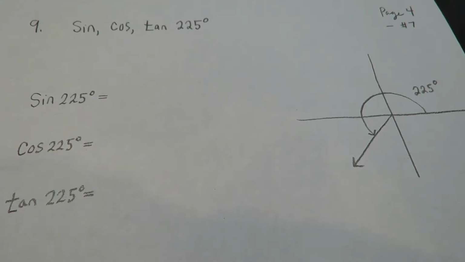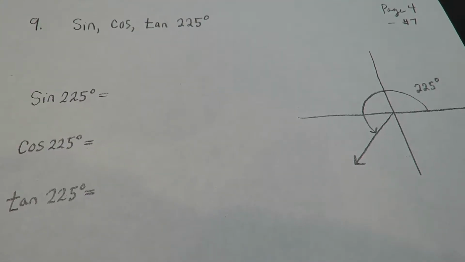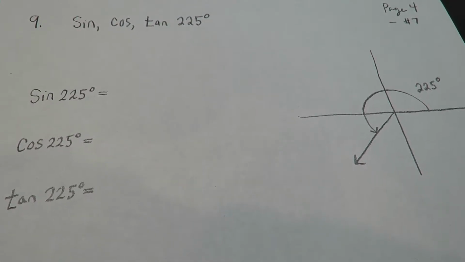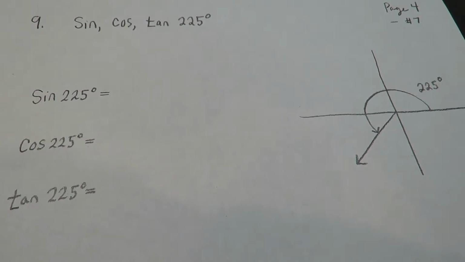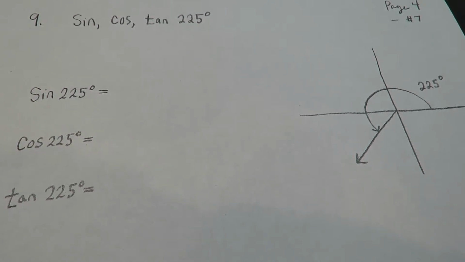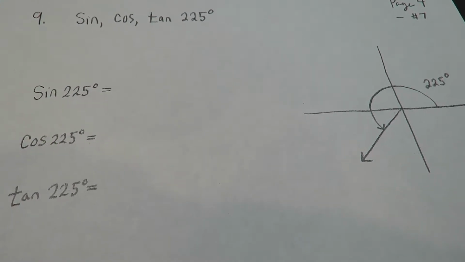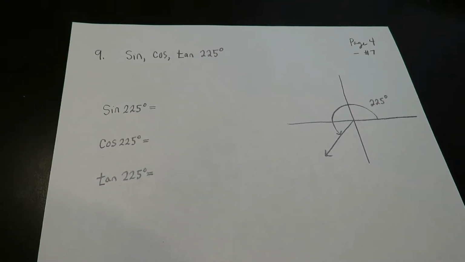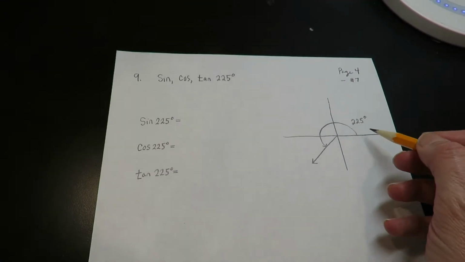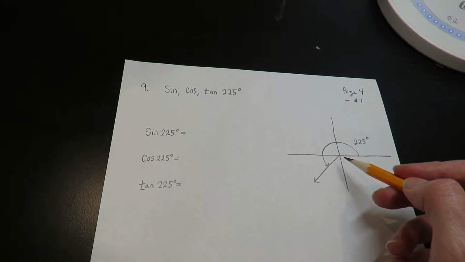So the goal here is to find the sine, the cosine, and the tangent of 225 degrees without a calculator, right? Without a calculator. So we're going to do that using reference angles. And in the lecture, I showed you how to calculate the reference angle. Okay, so what I did here is I did some preliminary setup. I've drawn the 225 degrees.